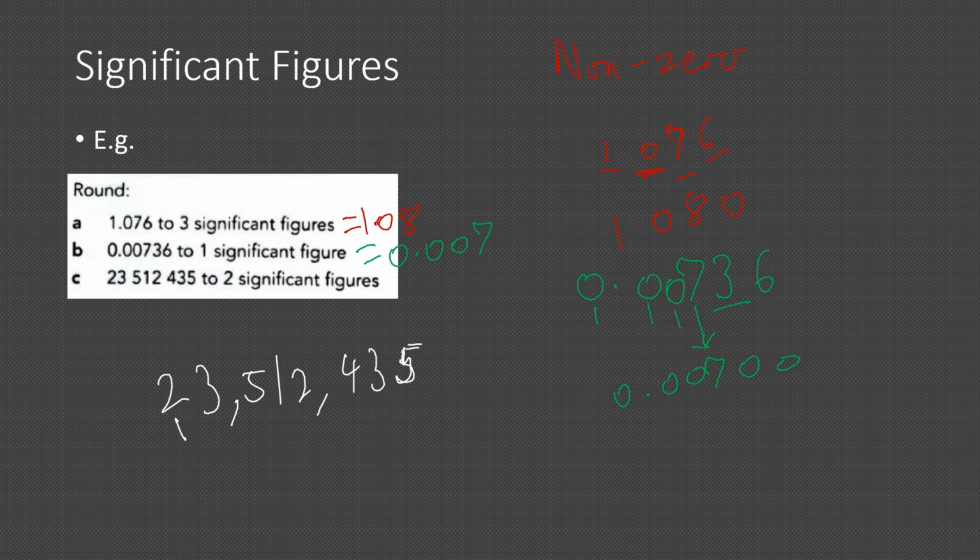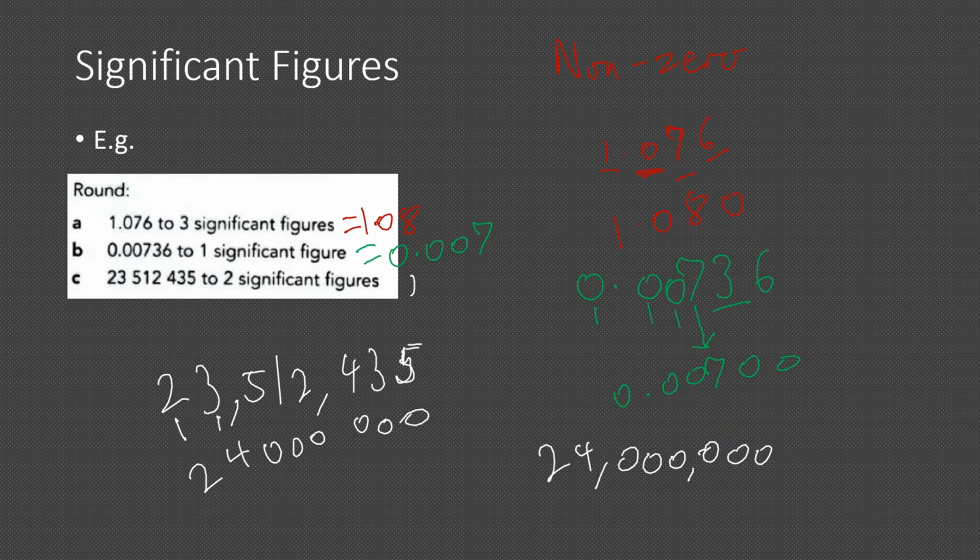Remember, the question asks us to round it to 2 significant figures. So we'll keep 3, and then we'll look at the next number, which is 5. 5 is in the range where we can round up, so that becomes +1 for 3. So this turns to 4, and the numbers after will have to turn to 0. So 0, 0, 0, 0, 0, 0, and the numbers before will remain the same. So it turns to 24 million, and that's our final answer for this.